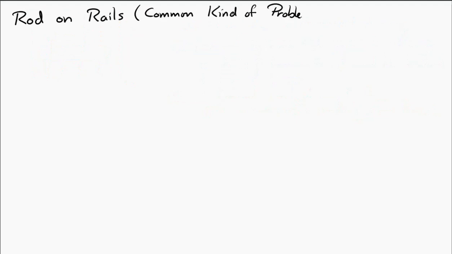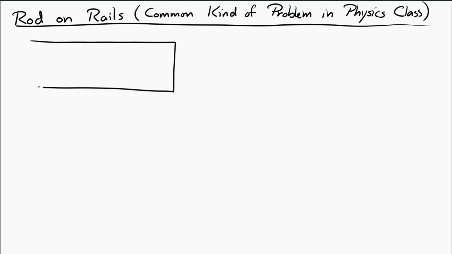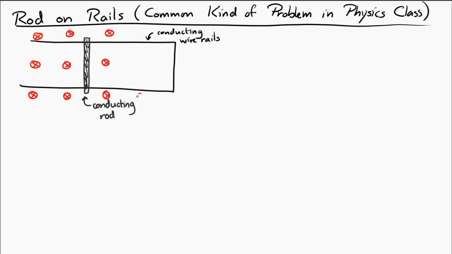Last situation we're going to look at is a common problem in physics. It's called the rod on rails. And in this situation, we have a conducting rod which moves on conducting rails, forming a loop. And this is all happening in a region of magnetic field. So in a situation, I'll draw an example where we have something like this. So we have these two rails, we have a connecting wire, conducting rod that's able to move.